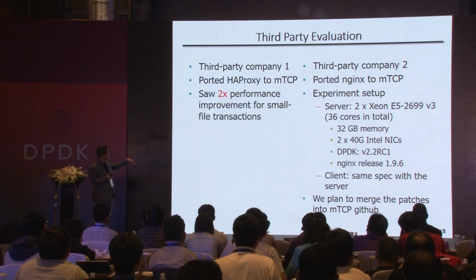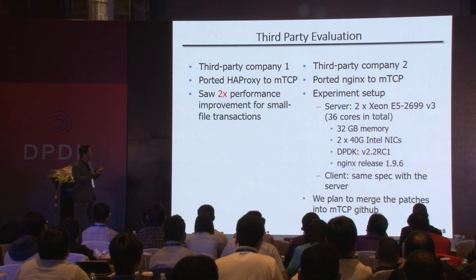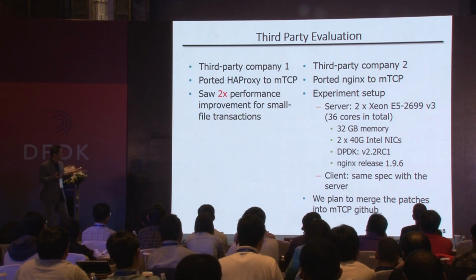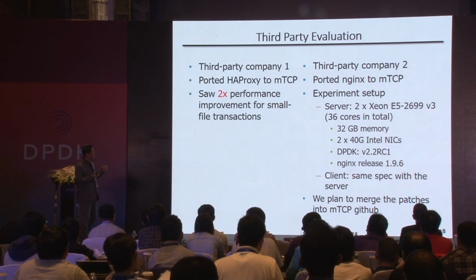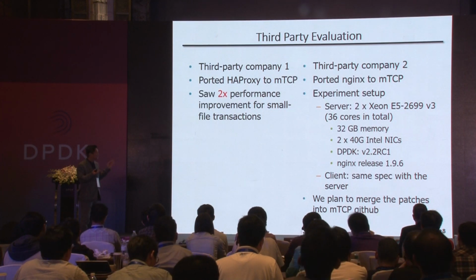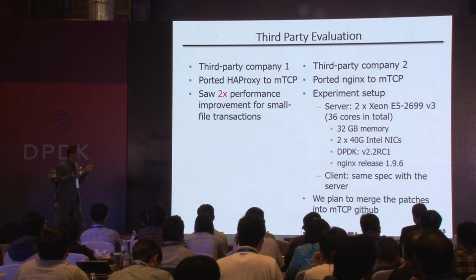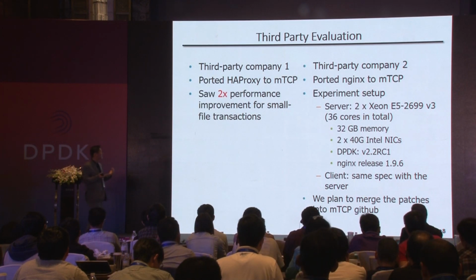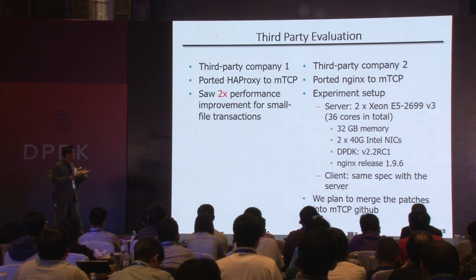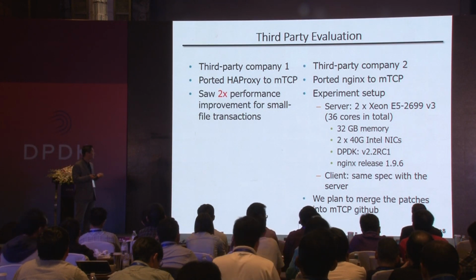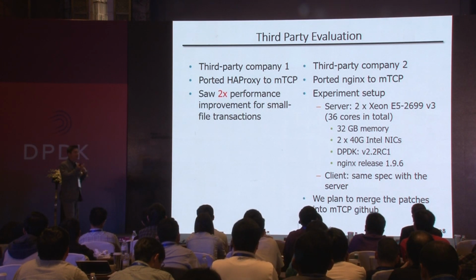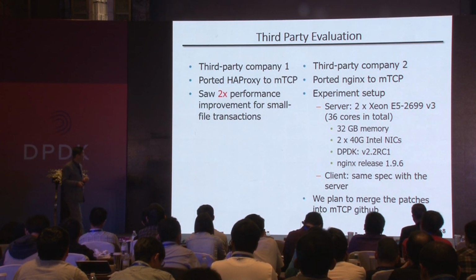And the experiment setup is like this. They used two CPUs, where each CPU has 18 cores, with 32 gigabytes of memory and 80 gigabits per second NICs, two 40G Intel NICs. They use DPDK 2.2, and the Nginx version is 1.9.6. The client has the same spec as the server. I'll show the results, but we actually plan to merge these patches into the mTCP GitHub. They kindly agreed to contribute the source code, actually.